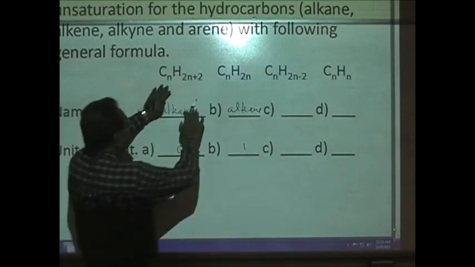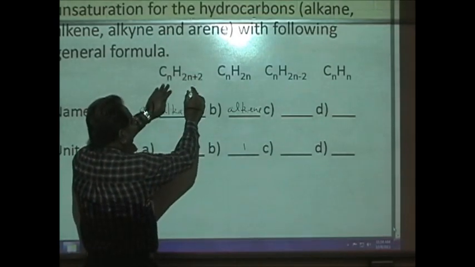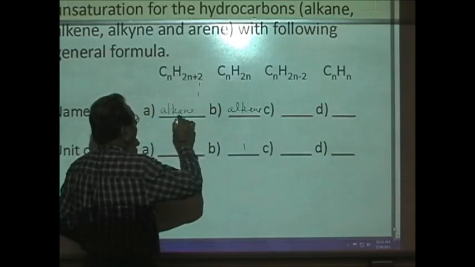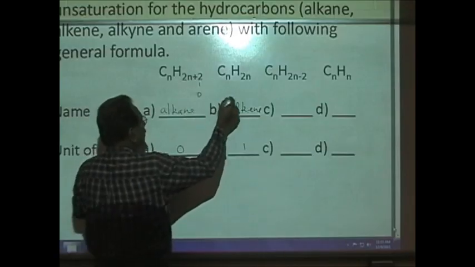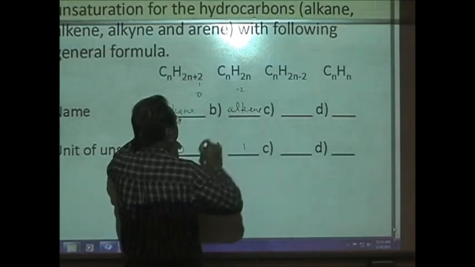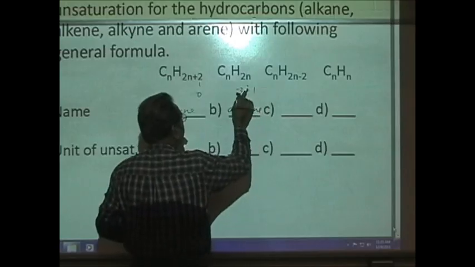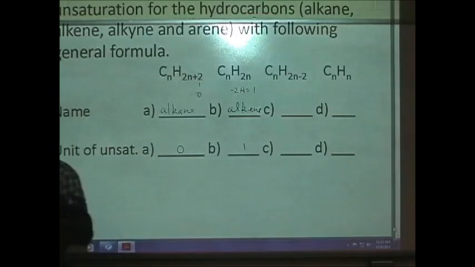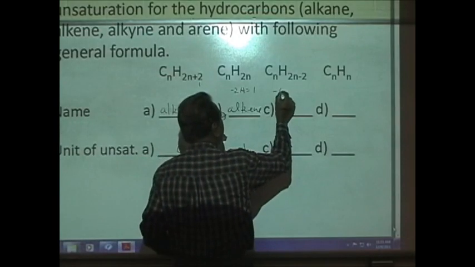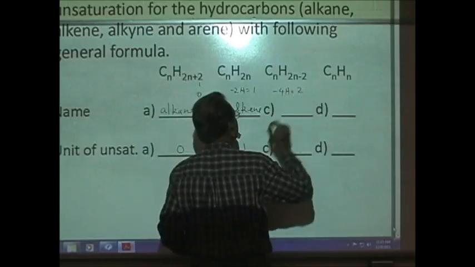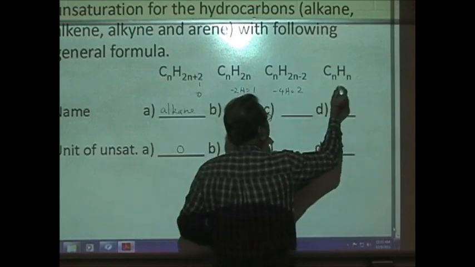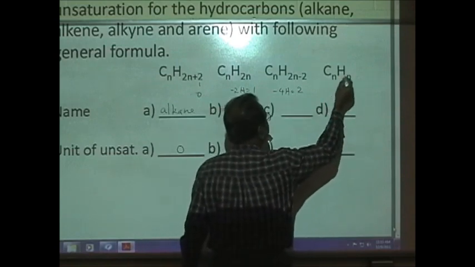Now that one would have two, because now here this means zero unsaturation. This is -2, that means -2 hydrogens. This is kind of complicated, like we talked about before. And this one is -4 hydrogens. Unsaturation is 2. This one, how many hydrogens are missing now?